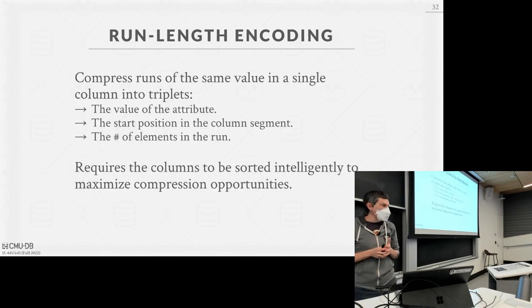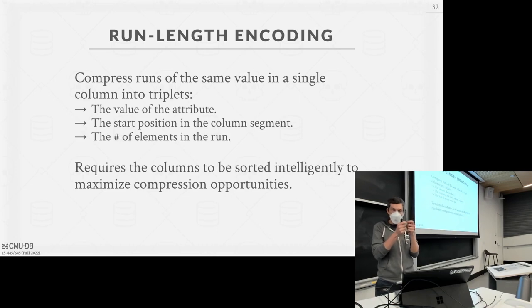All right, so the simplest one we can do is called run length encoding. The idea here is that we're going to reduce a single value that appears over and over again in a column into a triplet. We just say, here's the value that we're storing, here's the start position where it appears in this column segment, and then here's the number of elements in the run.